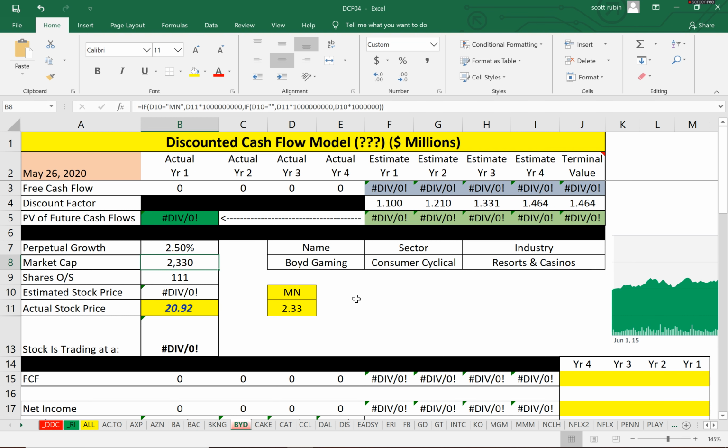So this company has 2.33 billion dollars of market cap. That means they have 111 million shares trading at 20.92. So we're going to see if the future free cash flow is above 20.92, and if it is, we consider this stock a buy, and if it's below 20.92, we consider it a sell.